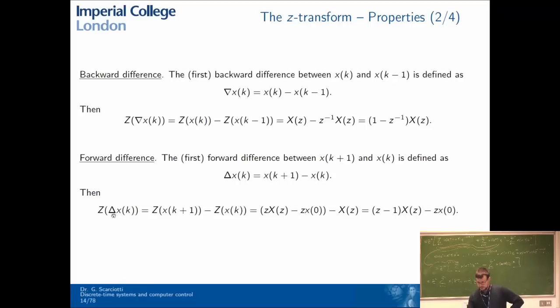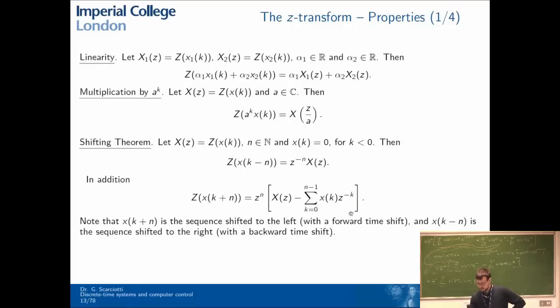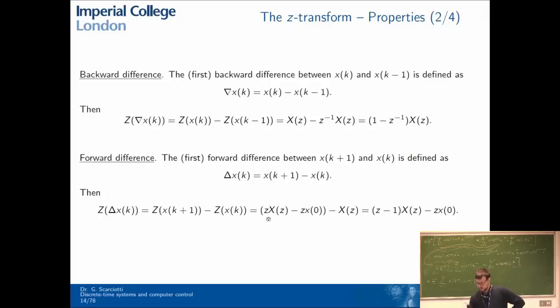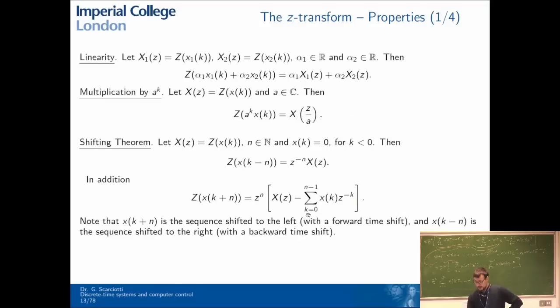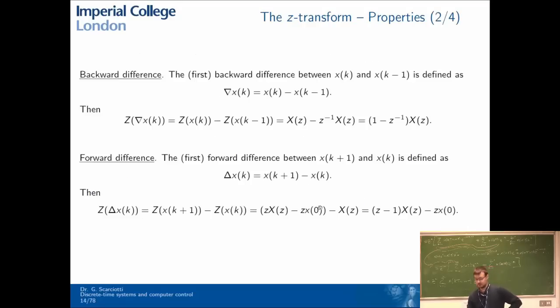We use again linearity, and we have to compute the z transform of x of k plus 1 minus the z transform of x of k. So the z transform of x of k plus 1, we can use this shifting theorem formula, is equal to z times capital X of z, so this is a z transform, minus, you see, we have to remove the values of the sequence that are on the left-hand side of the new time axis. So in this case, we have minus z little x of 0. So we are removing one value, and the reason is that we are shifting only of one value. Then here is the z transform of x of k, and then we can put all together, and we get this expression. Okay?